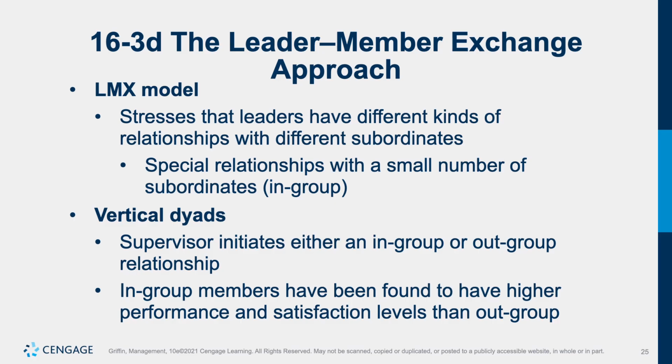And this vertical dyadic relationship basically states that the supervisor or the manager or the leader initiates either an in-group or out-group relationship with the subordinates or their employees. And the in-group members have been found to have higher performance and satisfaction levels than the out-group members.